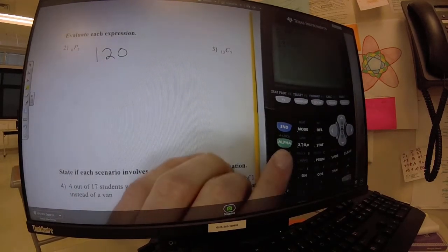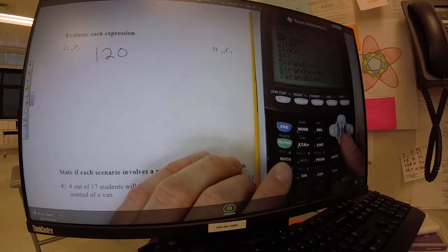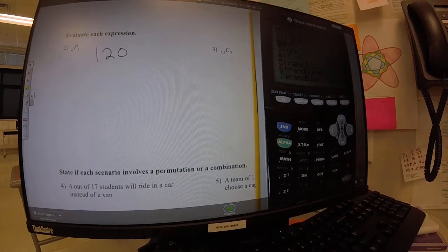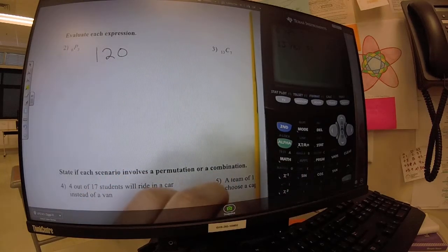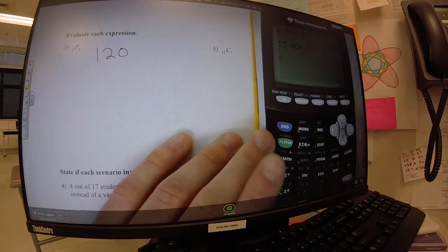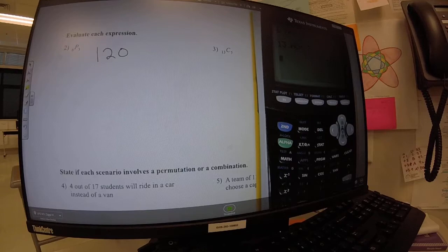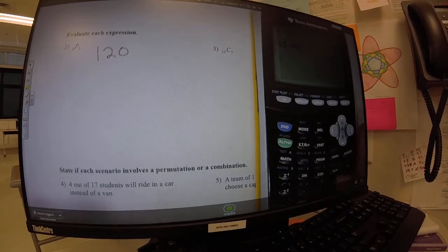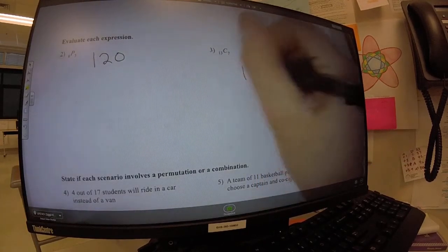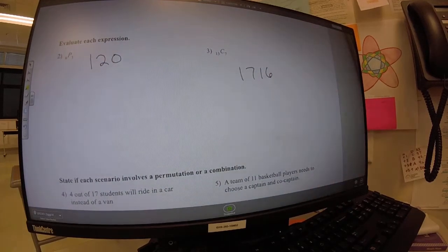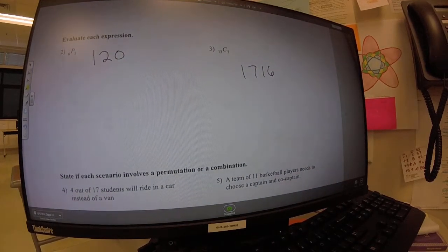13. We're still going to go to math, PRB. But instead of choosing NPR this time, we're going to choose NCR. Okay. So we've got 13, NCR. Then we're going to type in the number 7, and see what our calculator tells us. The calculator is saying that if there are 13 things to choose from, and we're going to choose 7 of them, but we don't care what order they're in, that means there are 1,716 possible ways this could occur.